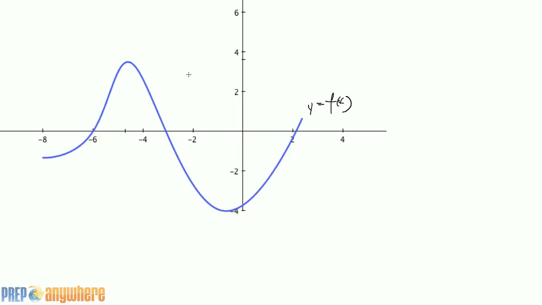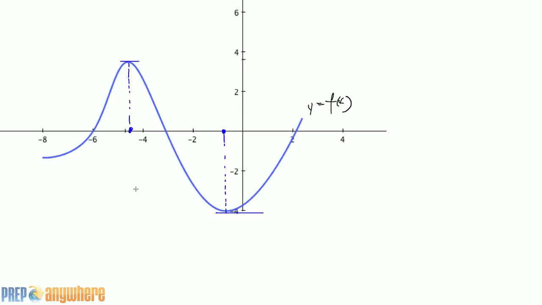To draw the derivative function, let's start with the very obvious. Where is the slope 0? Over there. Right here and right here, right? So that's where we're going to start with first. I know that the derivative function will be 0 there and 0 at that x value.